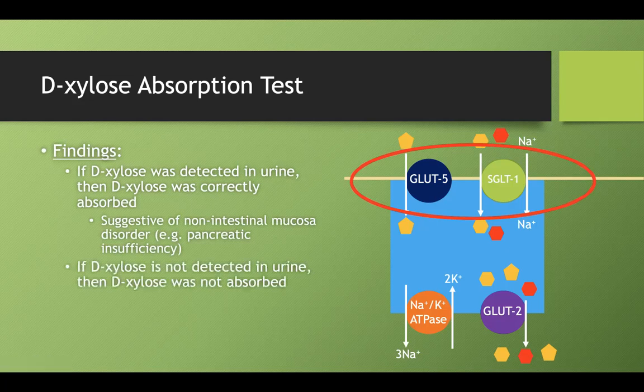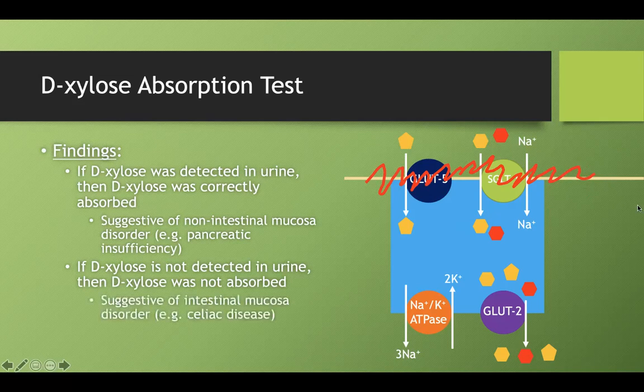And if D-xylose was not detected, then that means that this region must not be working, because it's the only thing you need to absorb D-xylose. And so then you'll start focusing in more on an intestinal problem like celiac disease.